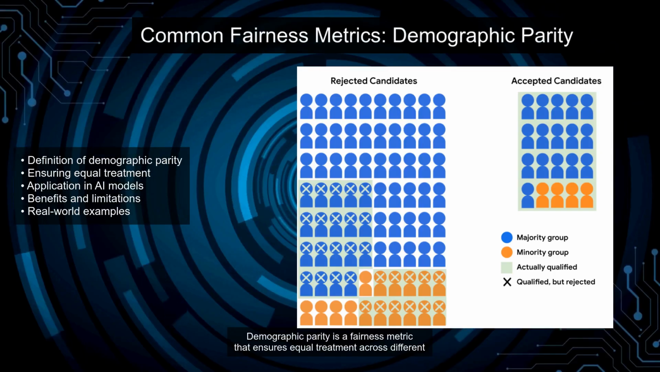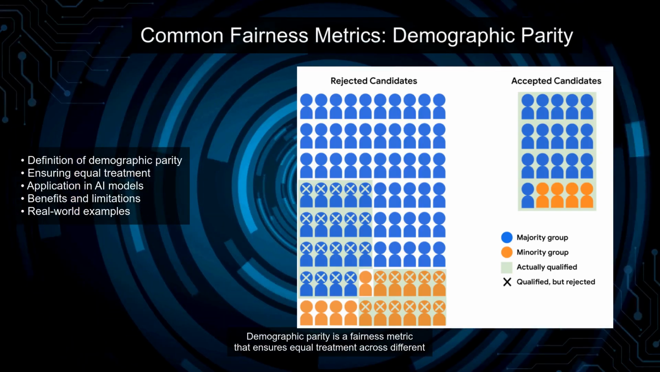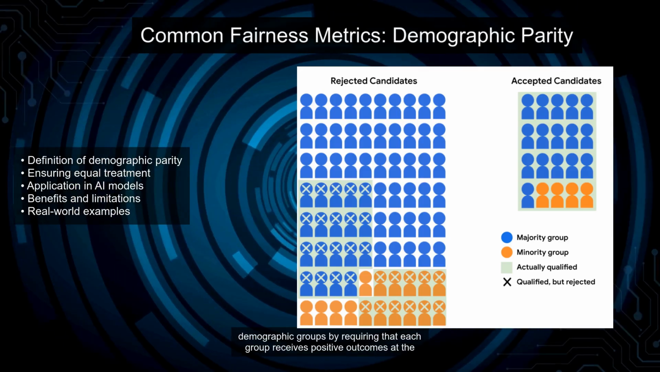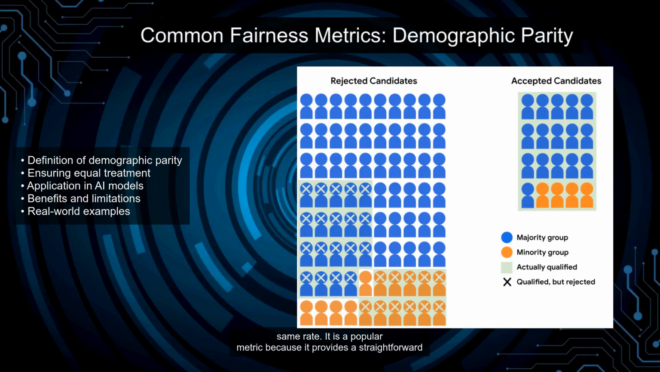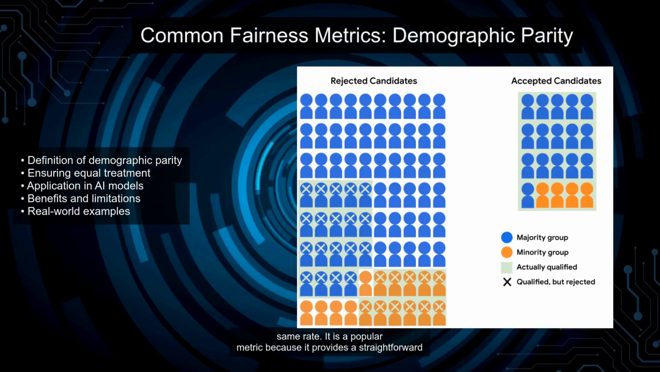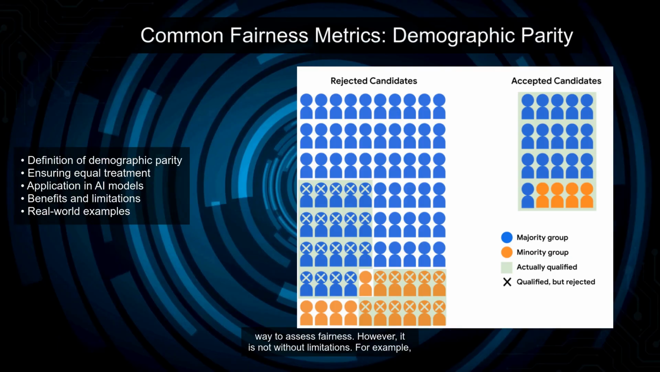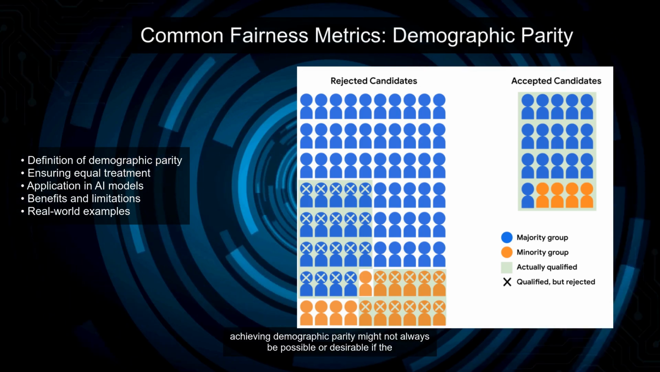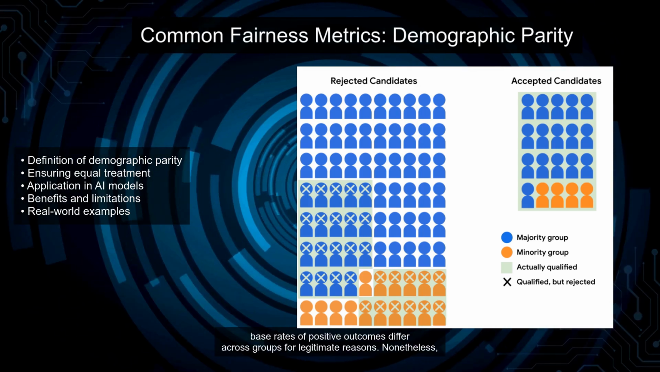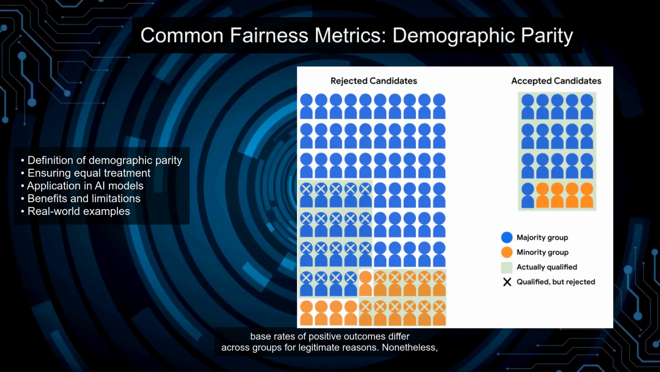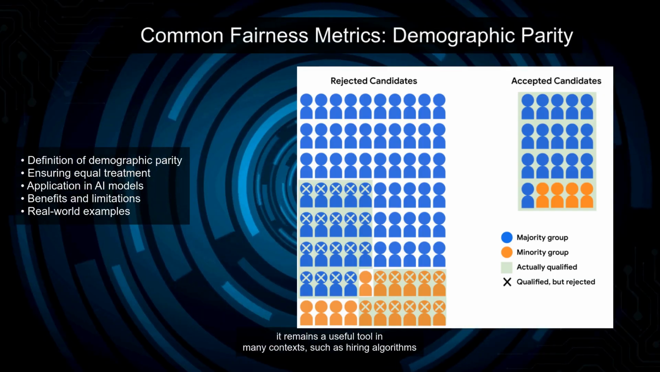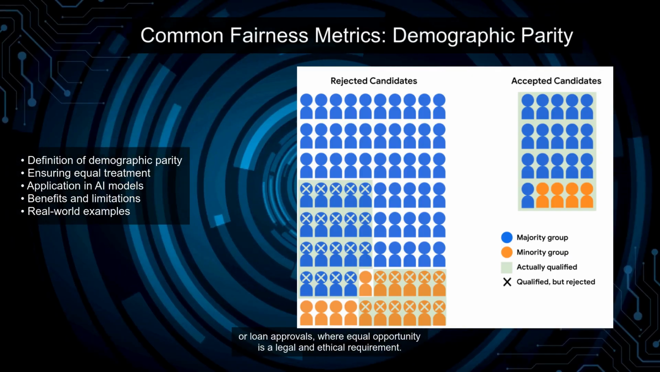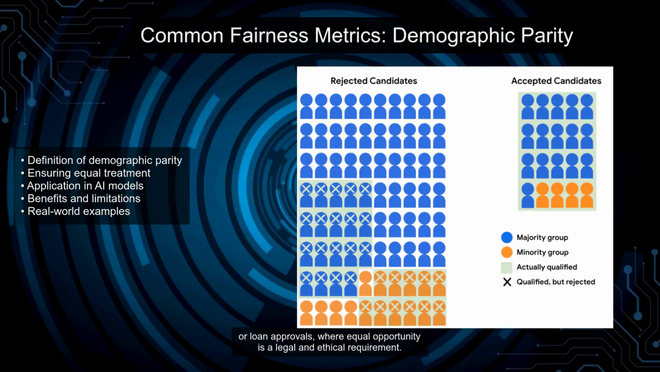particular group. Demographic parity is a fairness metric that ensures equal treatment across different demographic groups by requiring that each group receives positive outcomes at the same rate. It is a popular metric because it provides a straightforward way to assess fairness. However, it is not without limitations. For example, achieving demographic parity might not always be possible or desirable if the base rates of positive outcomes differ across groups for legitimate reasons. Nonetheless, it remains a useful tool in many contexts, such as hiring algorithms or loan approvals, where equal opportunity is a legal and ethical requirement.